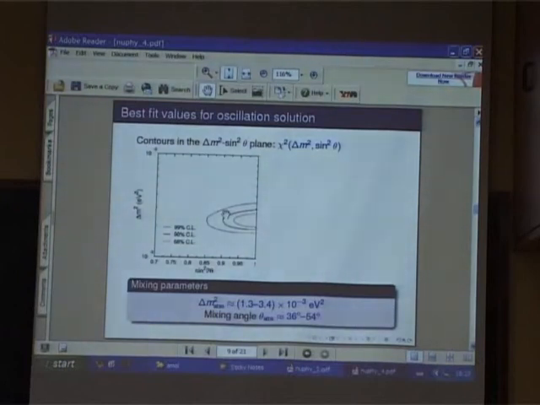So what number to give depends on your taste. If you give a 99% number, people will believe you more, because you are giving a large confidence. If you tell a 68% level, people say okay, but they will believe you less.